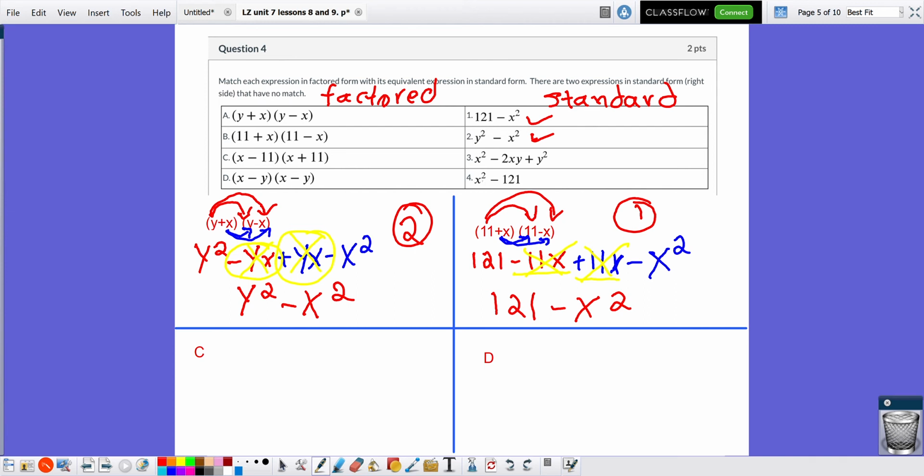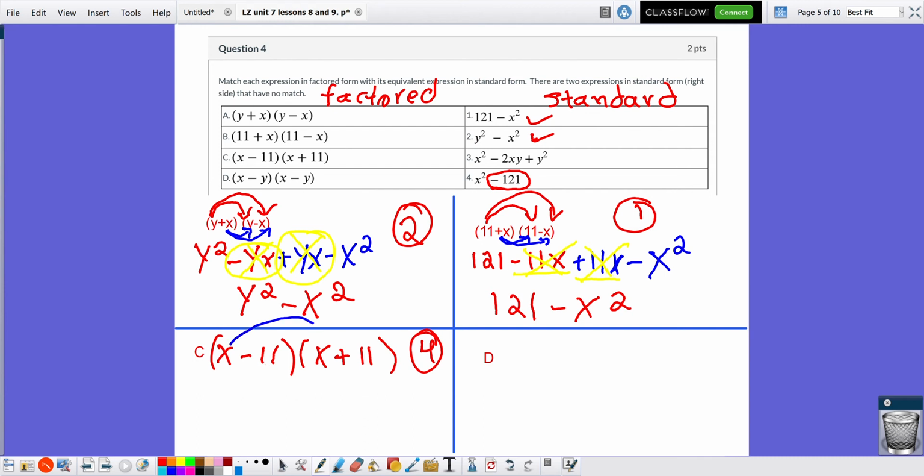So let's do letter C, since I was talking about that. Negative 11 and positive 11. So for this one, this is the one that I was talking about because I need negative 121 for the answer. I know this will be 4 because negative 11 times positive 11 will give me negative 121. So that's how you can figure out. And negative 11x and positive 11x will cancel.